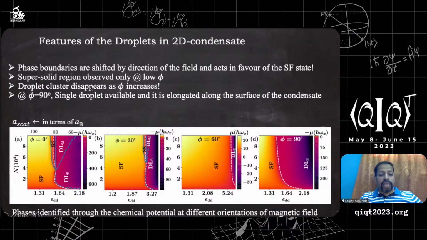So what we can say is that the phase boundaries, the demarcation of the different phases, can be shifted by changing the direction of the field, and it can favor superfluid to droplet or supersolid, or vice versa. The supersolid region is observed at low phi, as you can see here. You also see the droplet cluster disappears as phi increases, and at phi equal to 90 degrees, only a single droplet is formed at the surface of the condensate.